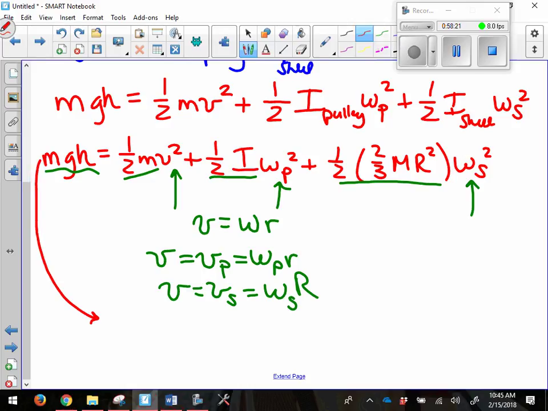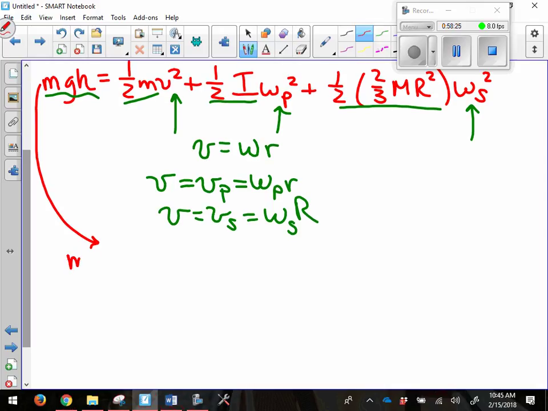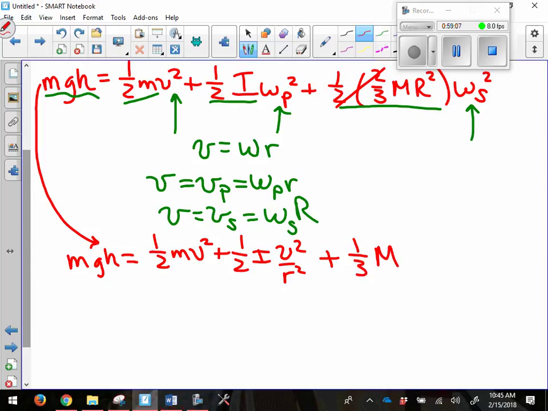So once again, I can rewrite my energy equation here. So I've got mgh equals 1/2 mv squared plus 1/2 I, but omega p is going to be v squared over little r squared, right? Plus, make sure everybody's paying attention, I'm going to cancel my 2's up there. So I'm going to have 1/3 capital M, and then I've got R squared omega s squared, which is going to be equal to v squared. And the v's are all the same.